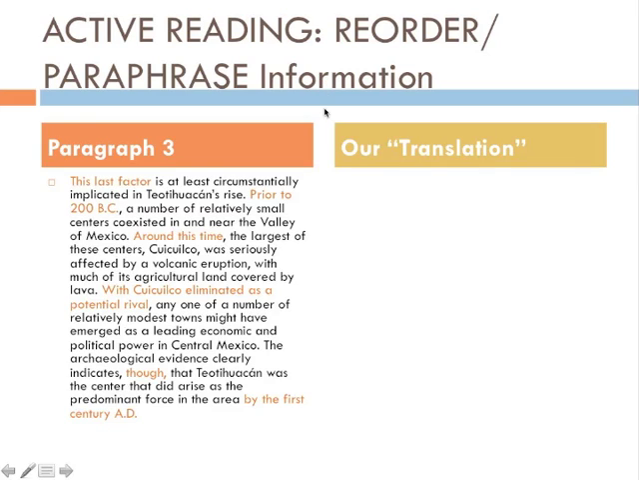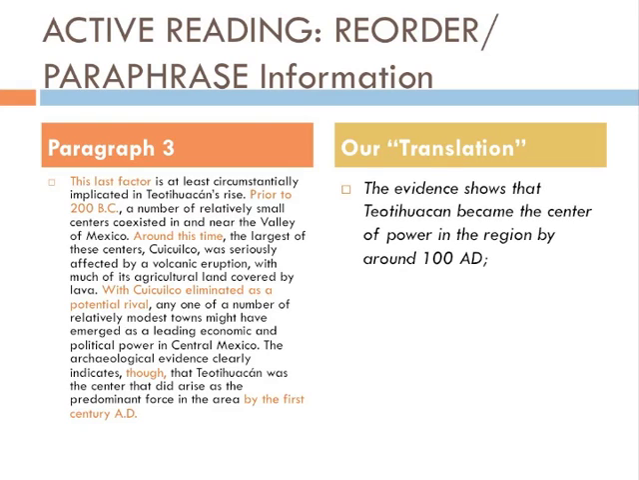By translation, I mean basically how we're paraphrasing the text. And remember, we're paraphrasing by focusing on the important ideas, removing ideas that maybe are not so important, and then expressing them in language that maybe we could understand better. So for example, I changed the order. I started with the end and moved it to the beginning. Because first off, we're talking about what volcanic eruptions have done. So in this case, there's evidence that shows that Teotihuacan became this power around 100 AD.